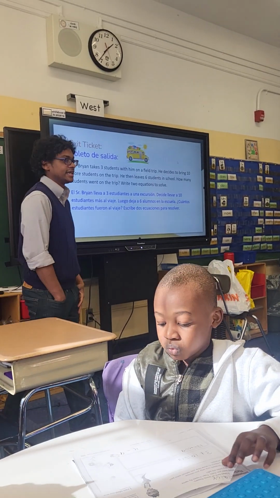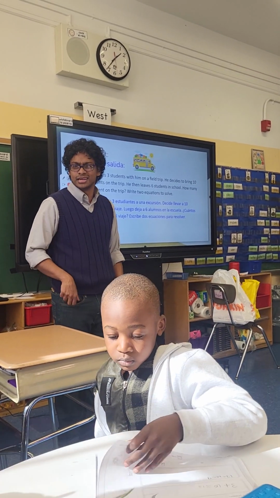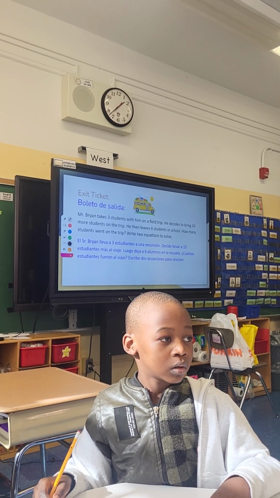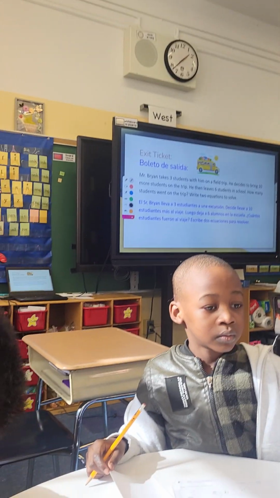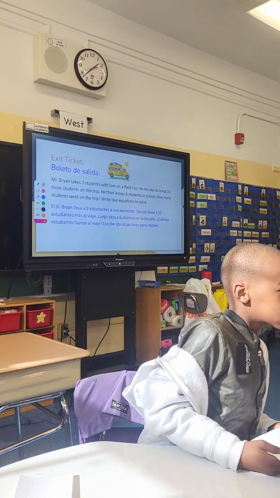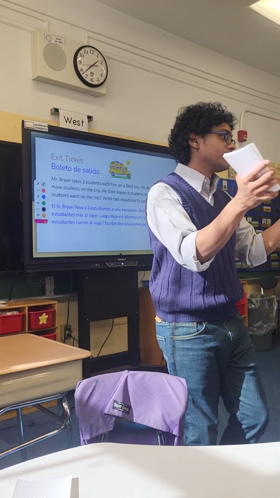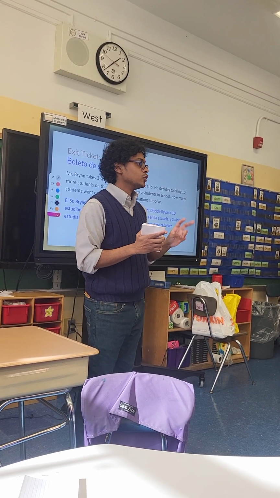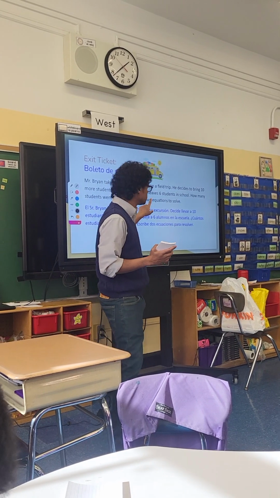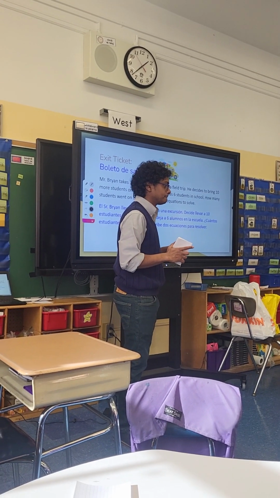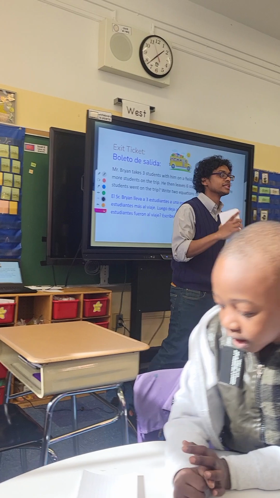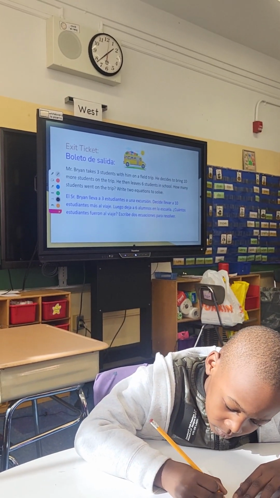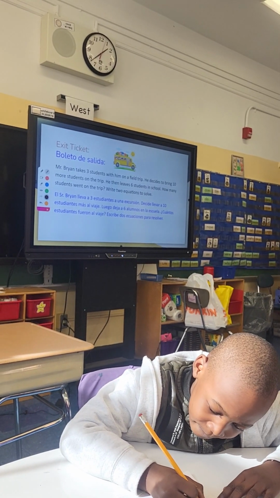This is the exit ticket. Remember, write your name and then look up here. You have to write your 2 equations. Right on the side with the line. It doesn't matter, but the lines will help you, so you probably want to write on the side of the line.